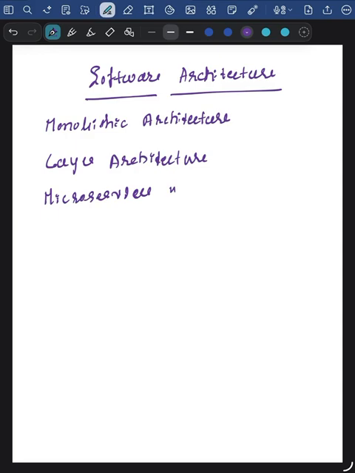What is the benefit of microservice architecture? It is scalable, highly scalable, right? When you have a new requirement, right?